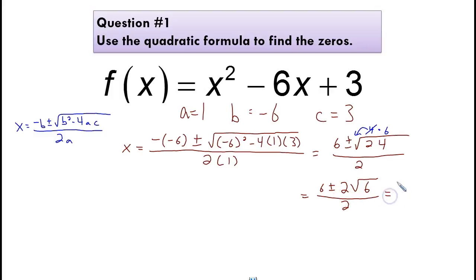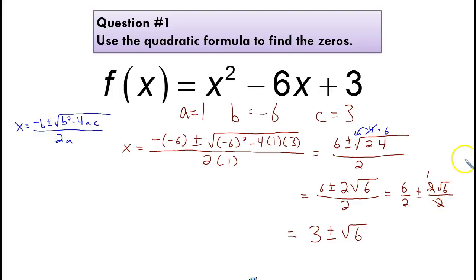Now remember, I like for you to, at this point, split this up into 2 fractions. You've got the 6 over 2, and you've got the 2 root 6 over 2. 6 over 2 reduces to be 3. 6 divided by 2 is 3. And the 2 divided by 2 cancels out. So we have plus or minus. These cancel out, leaving us with just 1 behind, but we don't have to write the 1 in front of a radical. It's just going to be root 6. 3 plus or minus root 6.